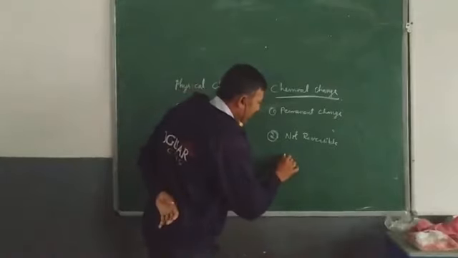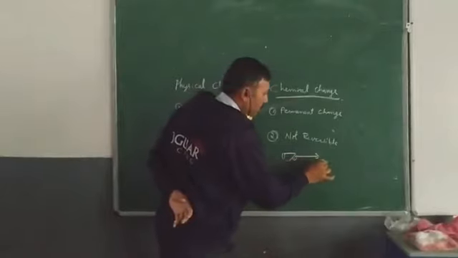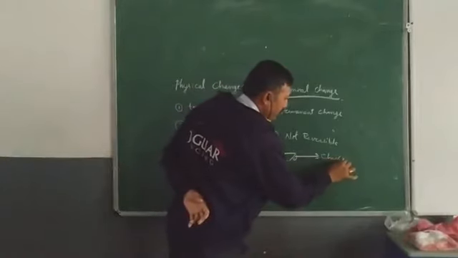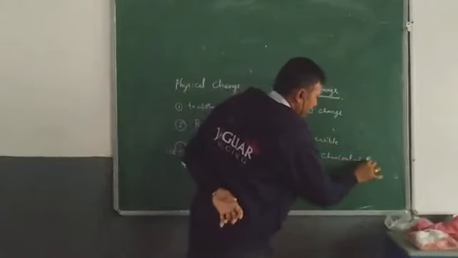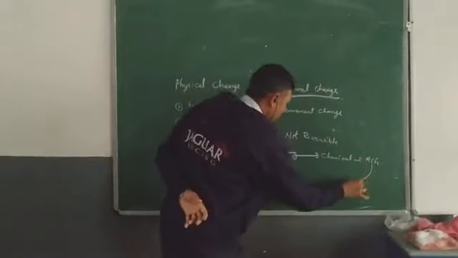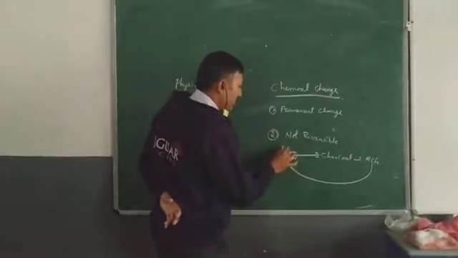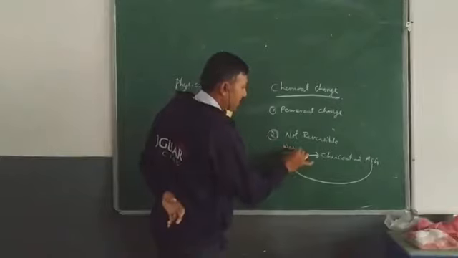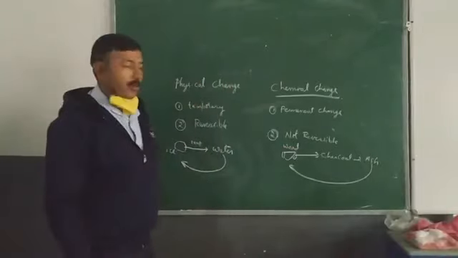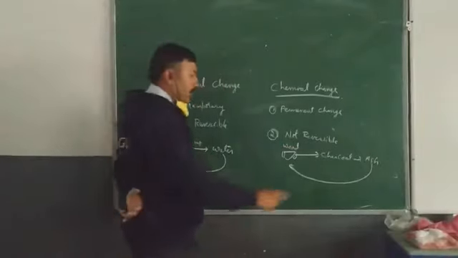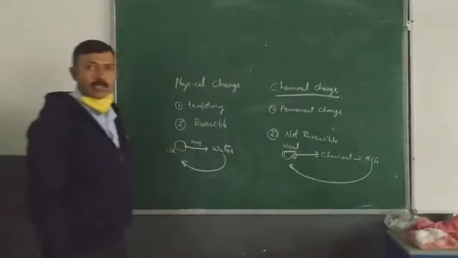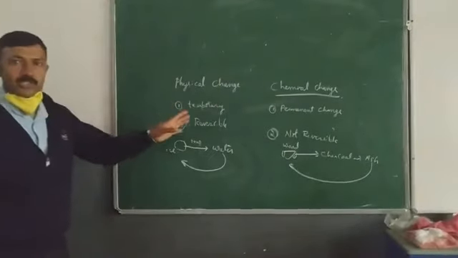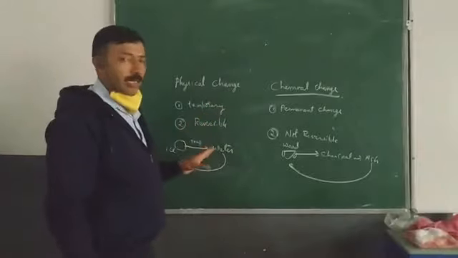For example, if you take firewood and burn it, it becomes charcoal and it becomes ash. Can we get wood from the ash? No, it is not possible. So it is a permanent change and it is not reversible. This is the difference between a physical change and a chemical change.